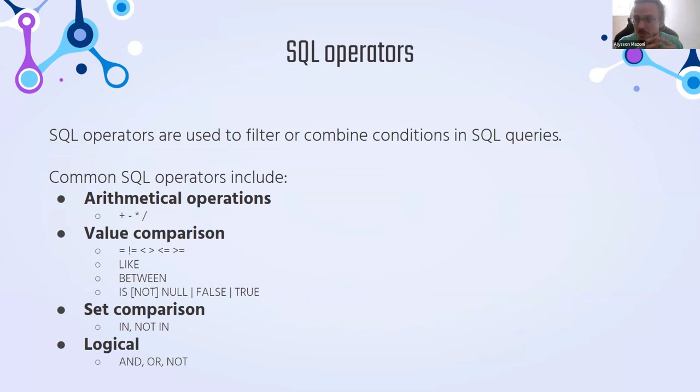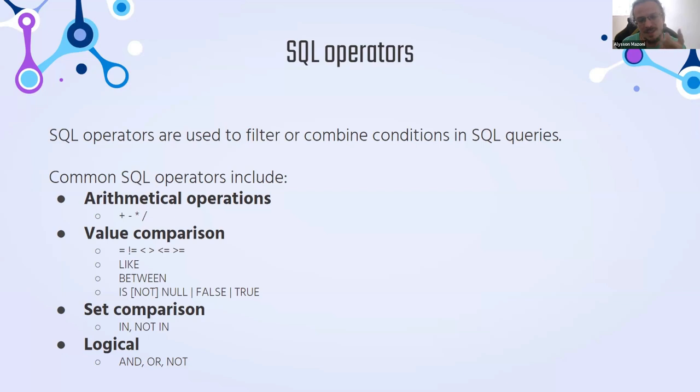You have the traditional plus, minus for addition, subtraction, multiplication, division. You have value comparisons, equals. Equals here is just one equal sign. Exclamation mark, equals is different, or you have this greater, smaller sign to be different. Then you have greater and smaller, and greater than or equal to, smaller than or equal to. And you also have between for a range of values. You can also test if a value is null or not by is null or is not null.